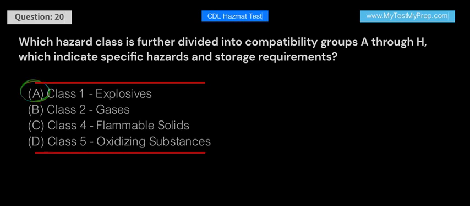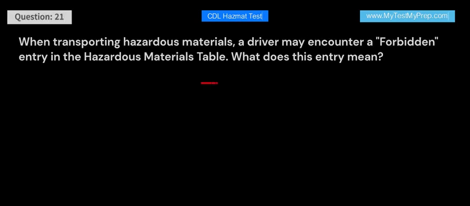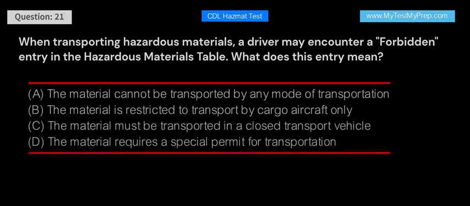When transporting hazardous materials, a driver may encounter a forbidden entry in the hazardous materials table. What does this entry mean? A. The material cannot be transported by any mode of transportation. B. The material is restricted to transport by cargo aircraft only. C. The material must be transported in a closed transport vehicle. D. The material requires a special permit for transportation.